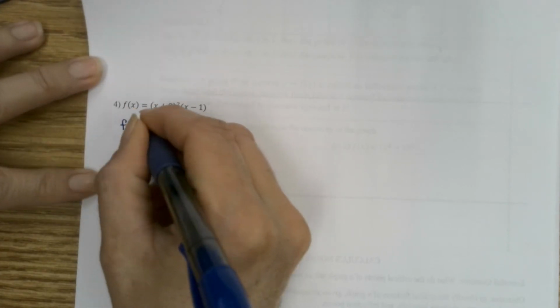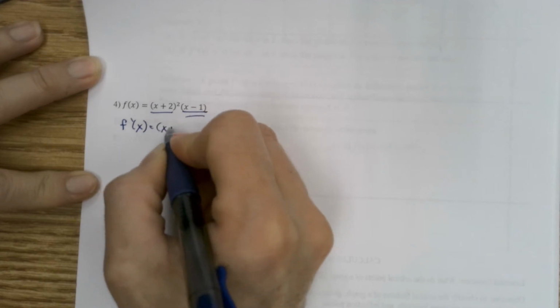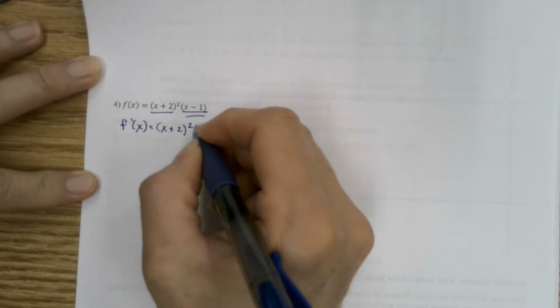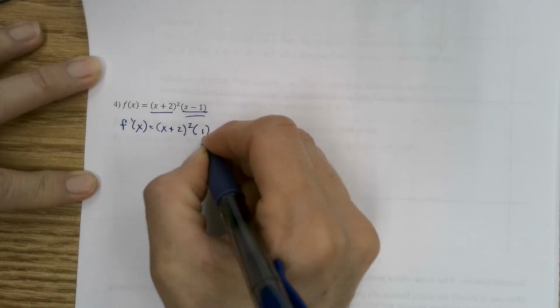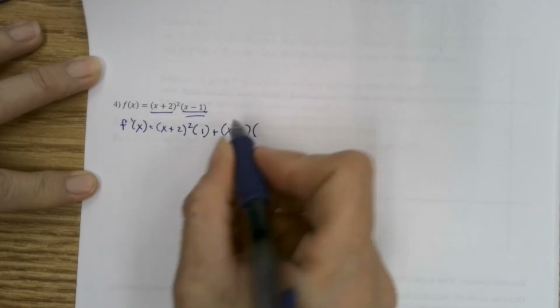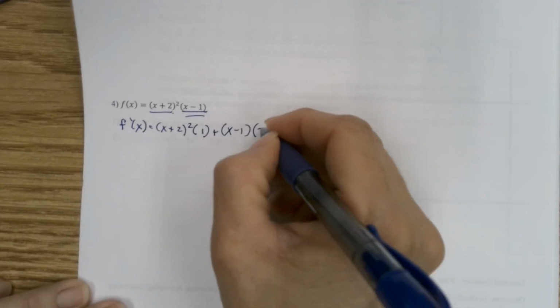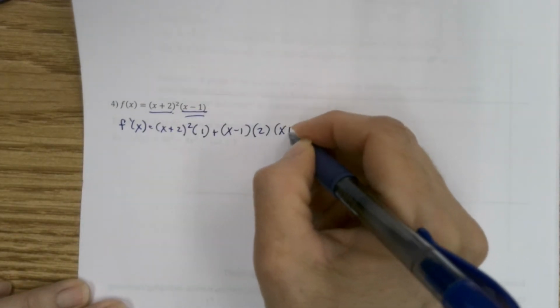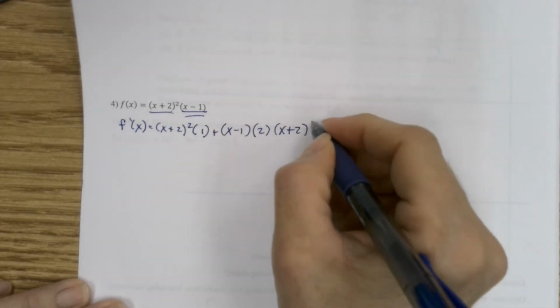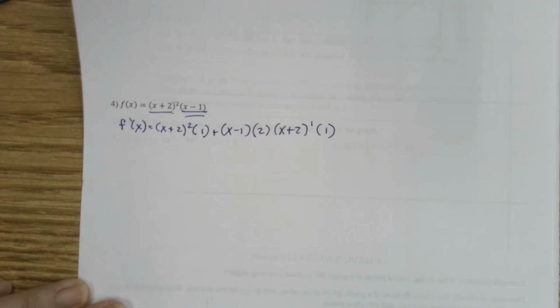All right, so we're going to find the first derivative, and this is going to involve a product rule. So first function is (x + 2)^2 times the derivative of the second, which is 1, plus my second function, which is (x - 1), times the derivative of the first. That's a chain rule. So my 2 comes to the front, my (x + 2) carries down, my power drops down to a 1, times the derivative of (x + 2), which is 1.